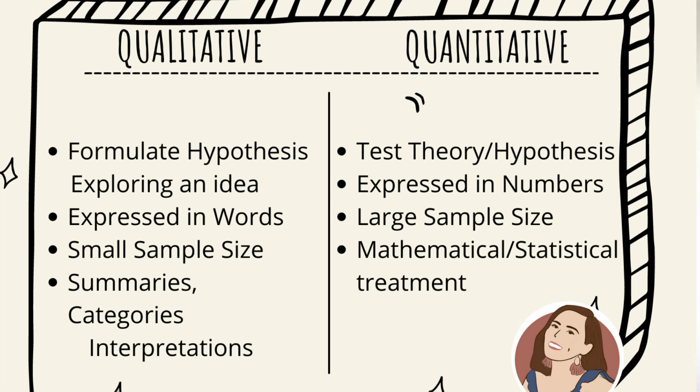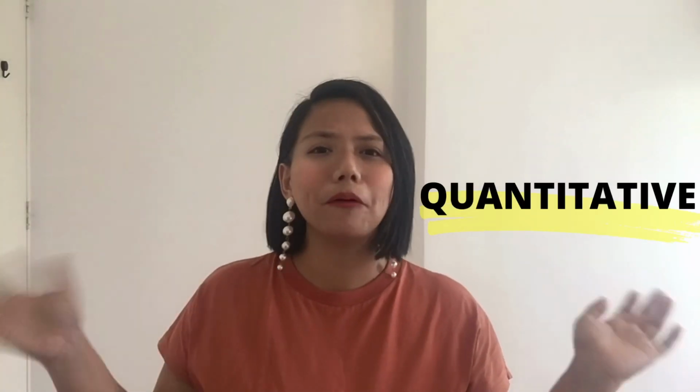Quantitative research involves mathematical or statistical treatment. On the other hand, qualitative research involves summarizing, categorizing, and interpreting words and data. So that's it. That's the difference between quantitative and qualitative research.